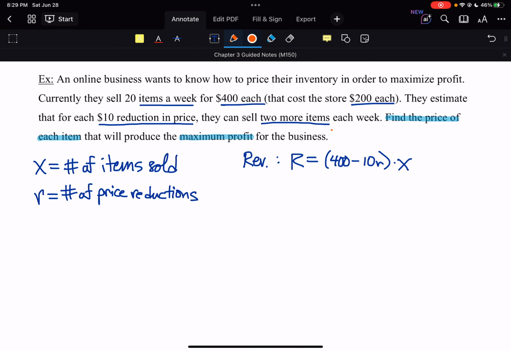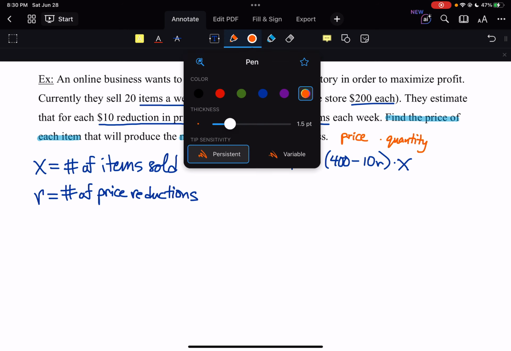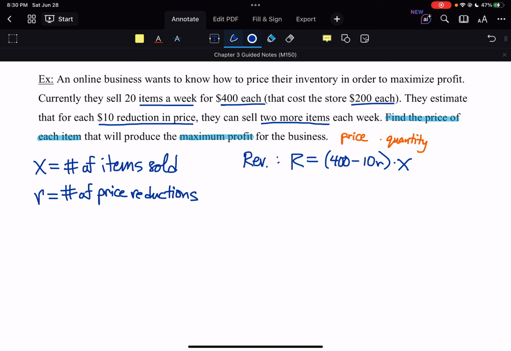So this is revenue, this is price times quantity. So again, they charge $400, and then if they want to reduce the price, they take 1 reduction times $10, or 2 times $10, or 3 or 4 or 5, however many, and that lowers the price. And then times X, which is the number of items that they sell.